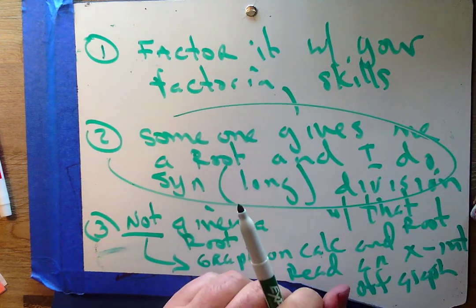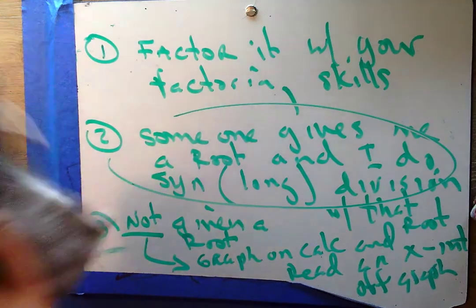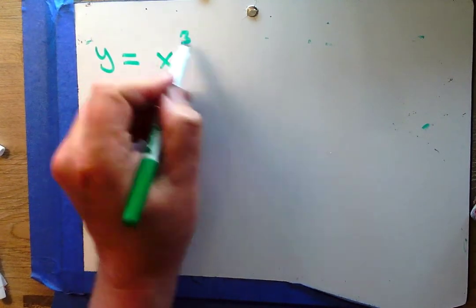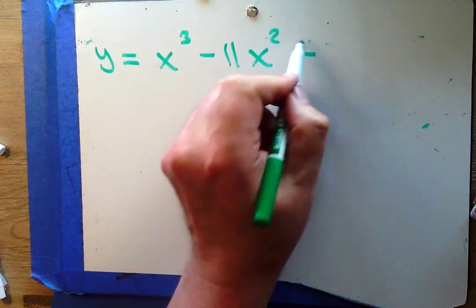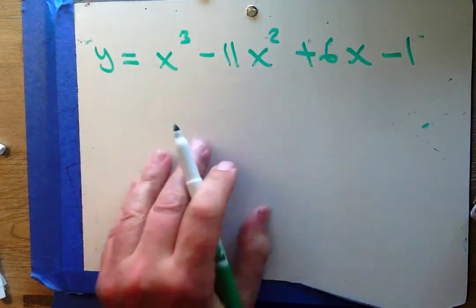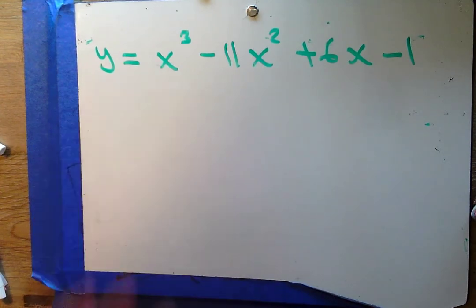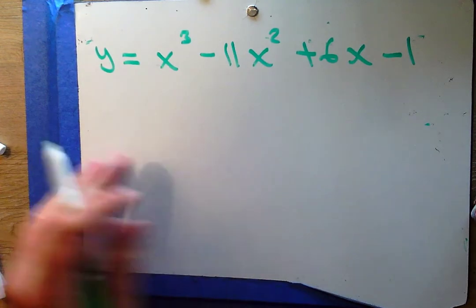I think it's time for us to do some practicing. Ready? Okay, here we go. So, will you please, y equals x to the third minus 11x squared plus 6x minus 1. Will you write the factored form of that? And of course, a graph would be nice as well.